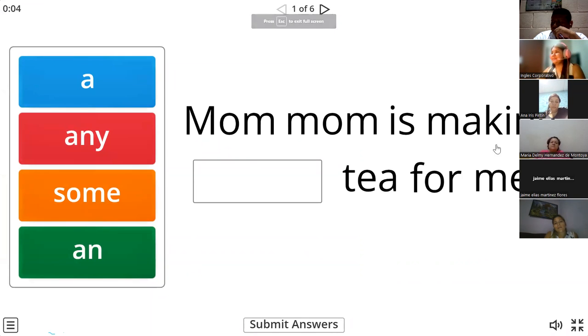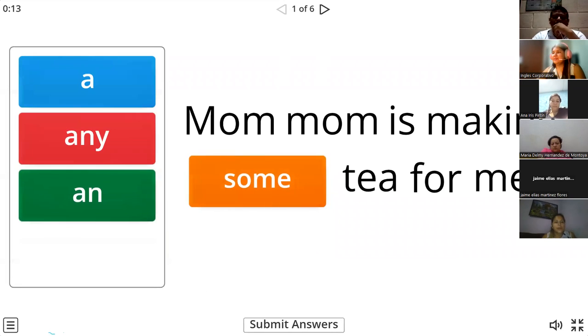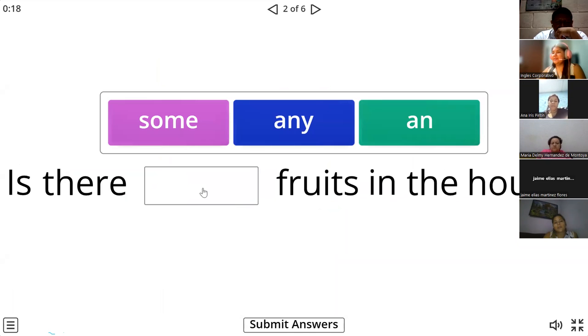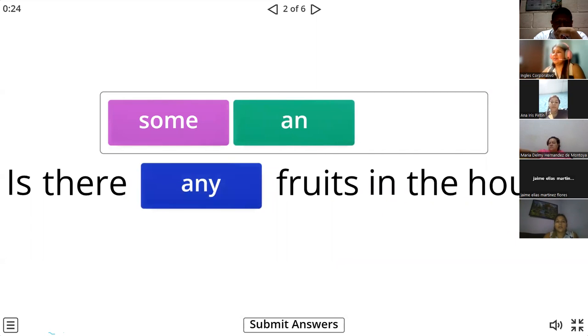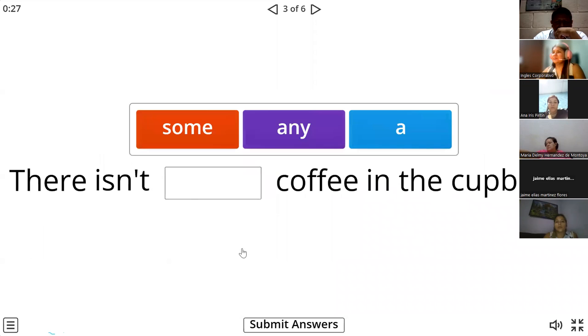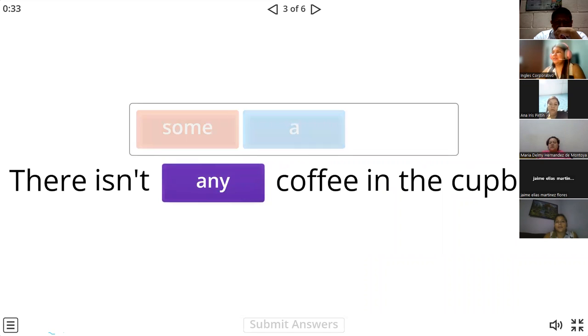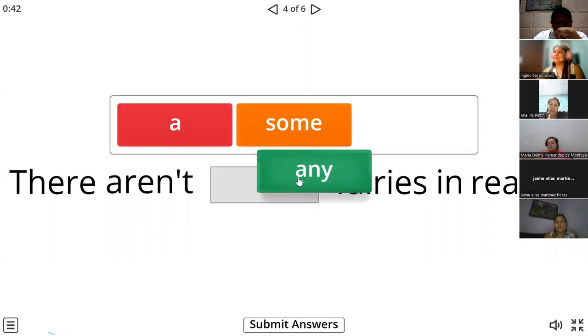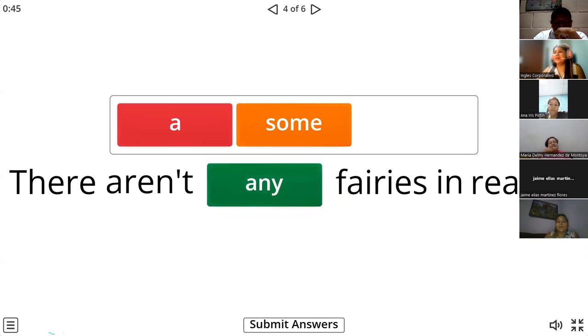Great. Mom is making tea? Is making some tea for me. Tea for me. Okay. Is there any fruits in the house? Okay. Any fruits in the house? Okay. Good. There isn't any. Any coffee? Any coffee? There aren't any. Confirmed. It is in real life. Okay.